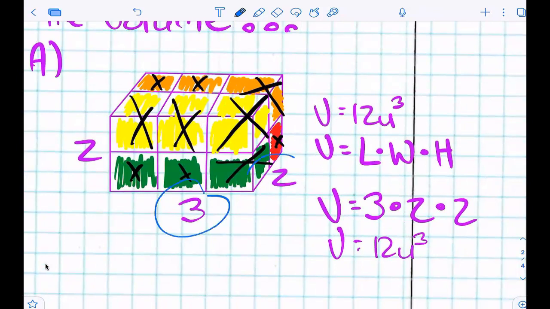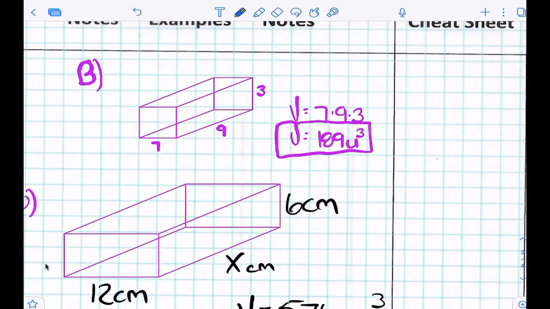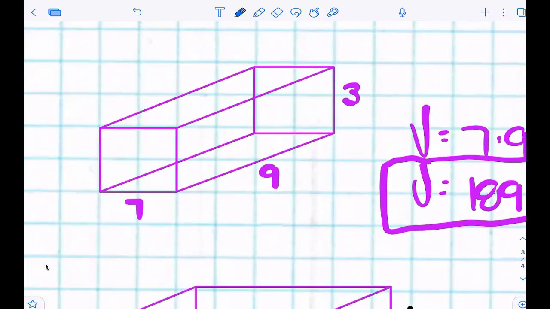So if we have these 3 dimensions that I just circled, could you just multiply them together, right? Length, width, and height. Length, width, height. In this case, there's no opportunity to even count cubes, right? So you just have to use the dimensions, right?